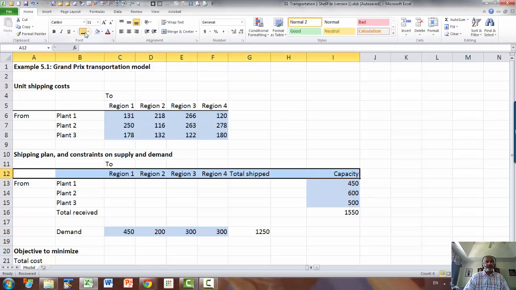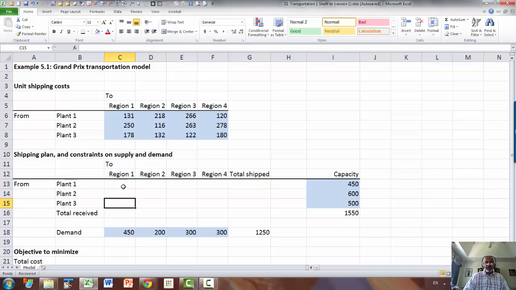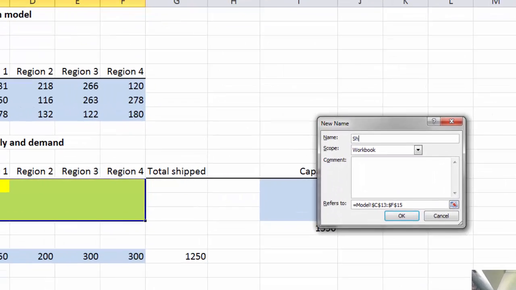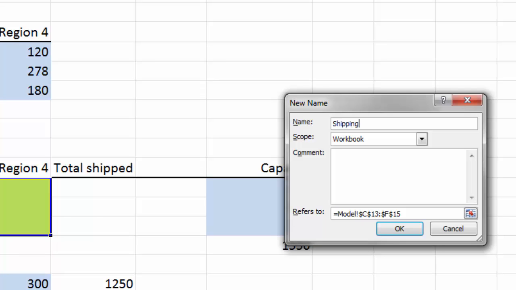So let's put a border line. Now what we need to do is to figure out the quantities from each plant to each other region, and that's our changing cell. So let's color code that as changing cell. Now we need to define the name. We'll name it as shipping plan.